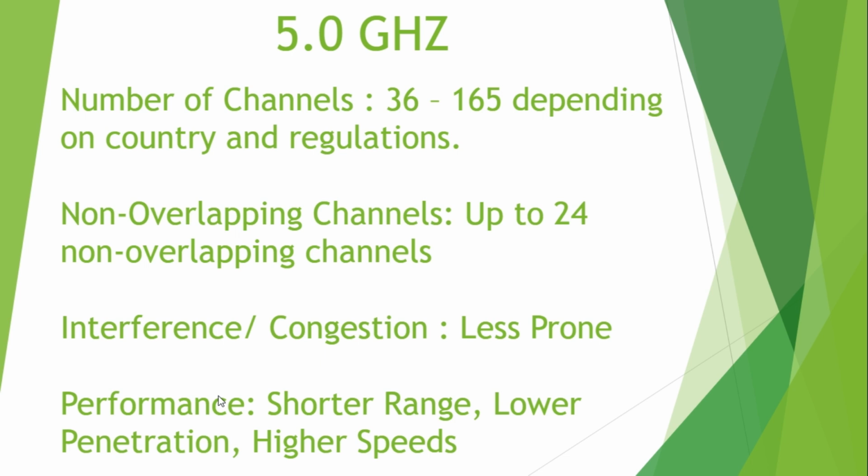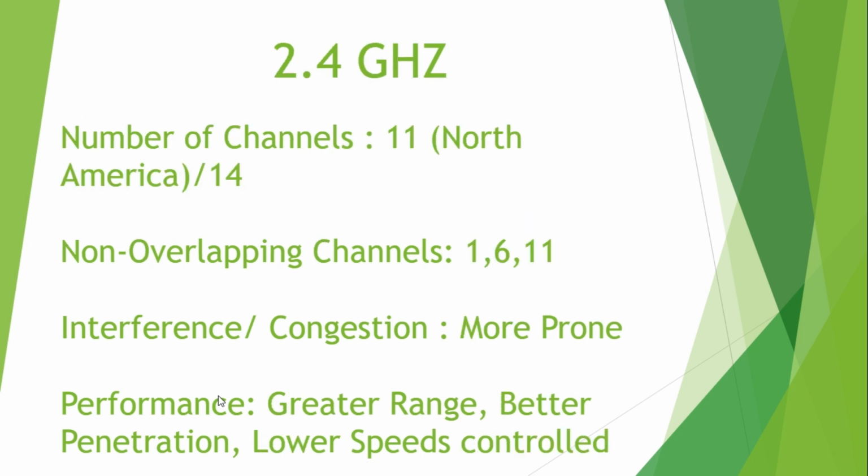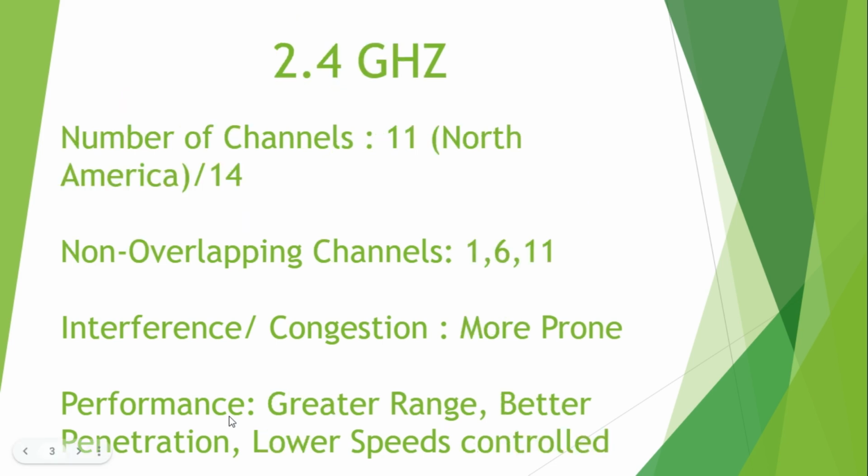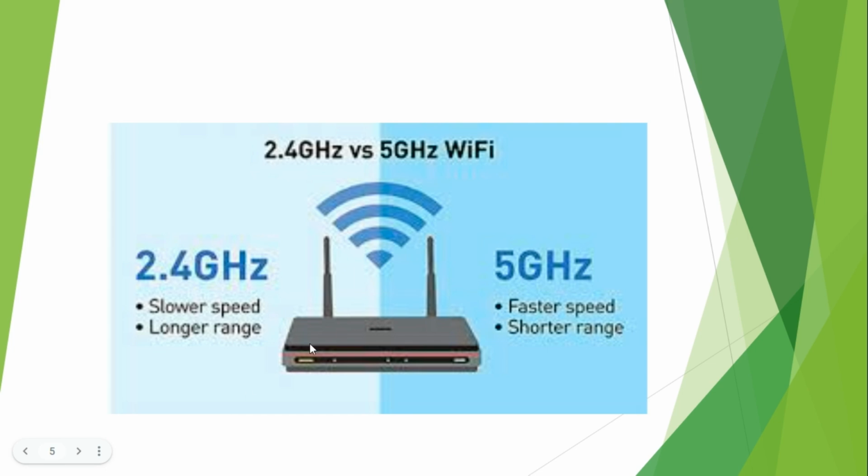Okay, it's a give and take here, guys. It's a give and take, right? 2.4, you had greater range, better penetration, but it was lower speeds. The 5.0 had shorter range, lower penetration, but higher speeds. Okay, so keep that in mind, 2.4 and the 5.0. And you guys can all see that here. If you can memorize this here, just knowing that the 2.4, lower speeds, longer range, 5 gigahertz, faster speed, shorter range, that would definitely help you.